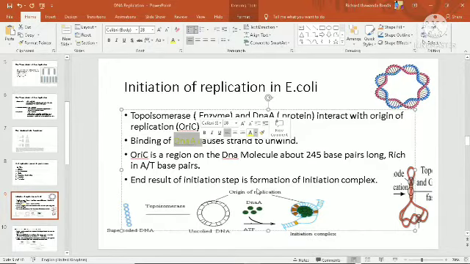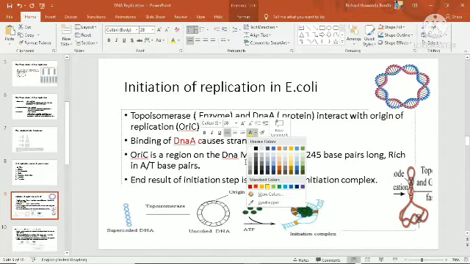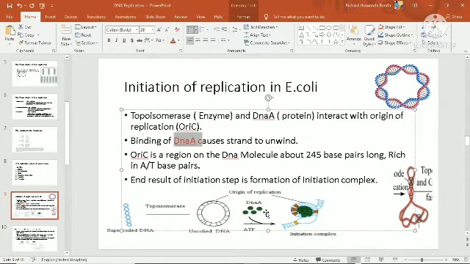So you have this DNA A, it will come in and then it will bind at that region. And when it binds, it will break those hydrogen bonds between the A's and the T's. And that region, the A and T region, is what is known as the origin of replication.